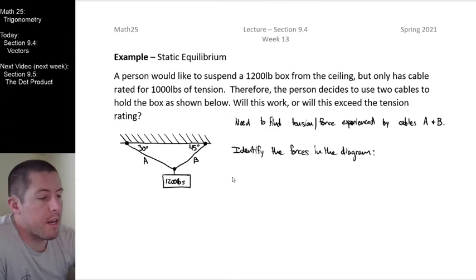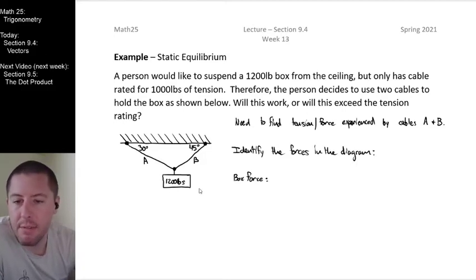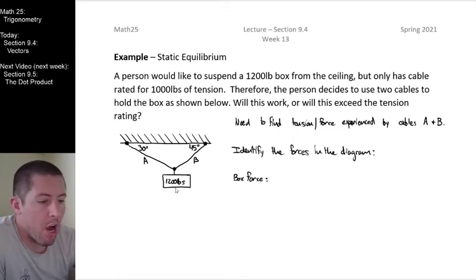First, the force associated with the box. I'll just call this the box force. So my first question to you is, in what direction is this box applying a force? Right? How is this box affecting the cables? Well, what I know is that the box force is going straight down due to gravity, right? So I think I could feel pretty comfortable saying that there is a downward force.